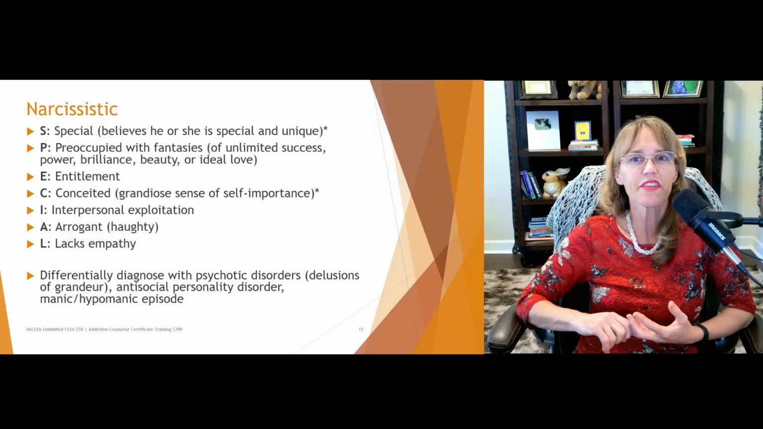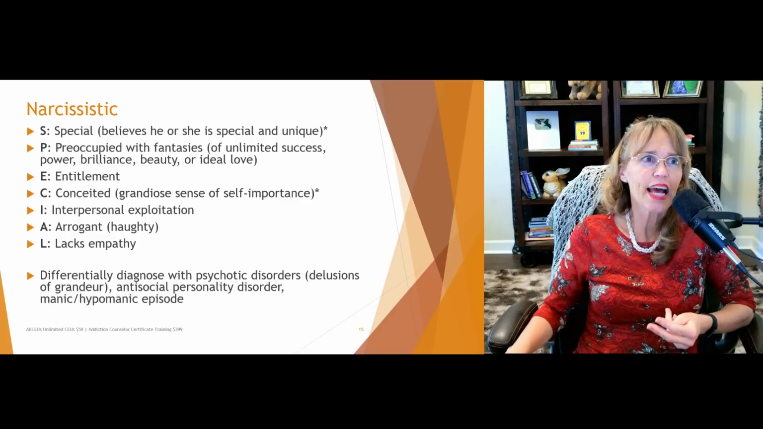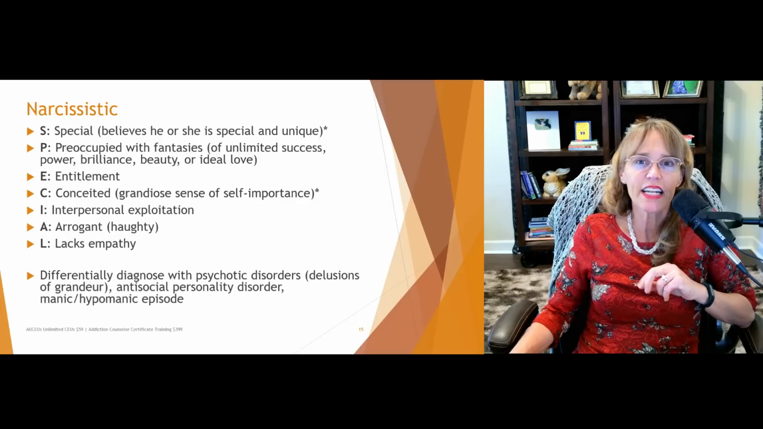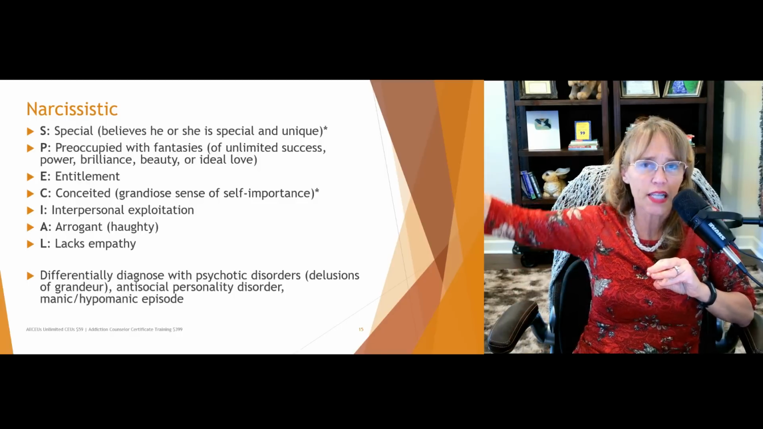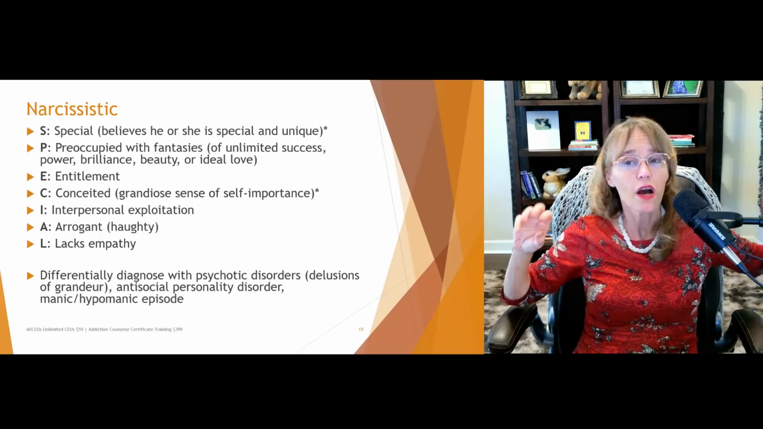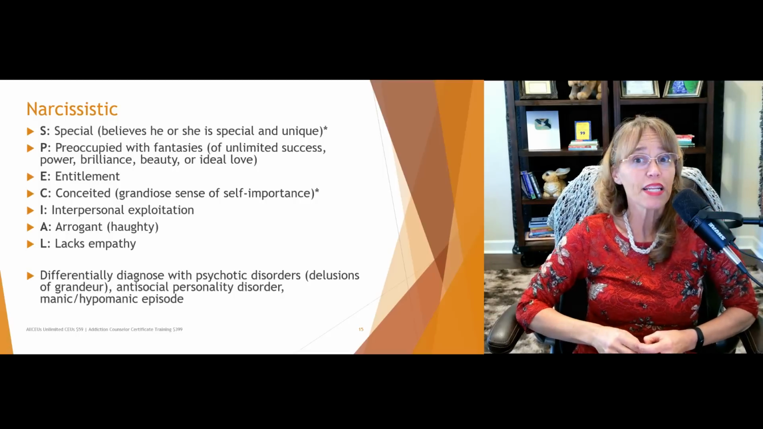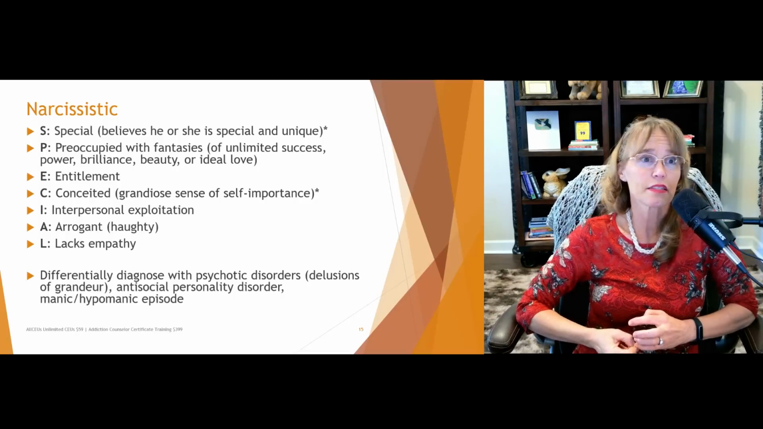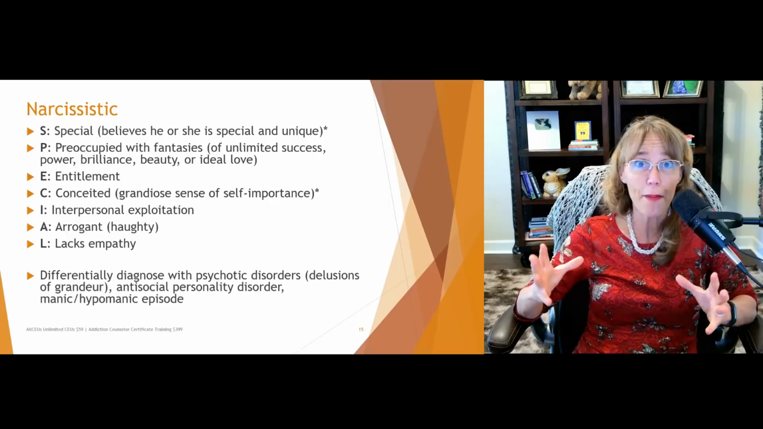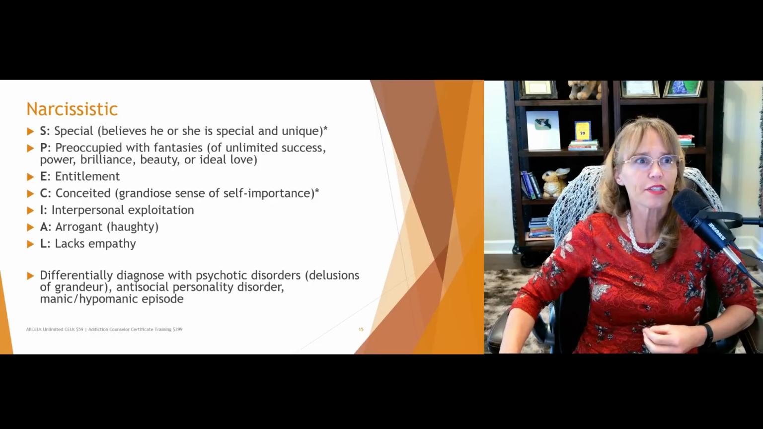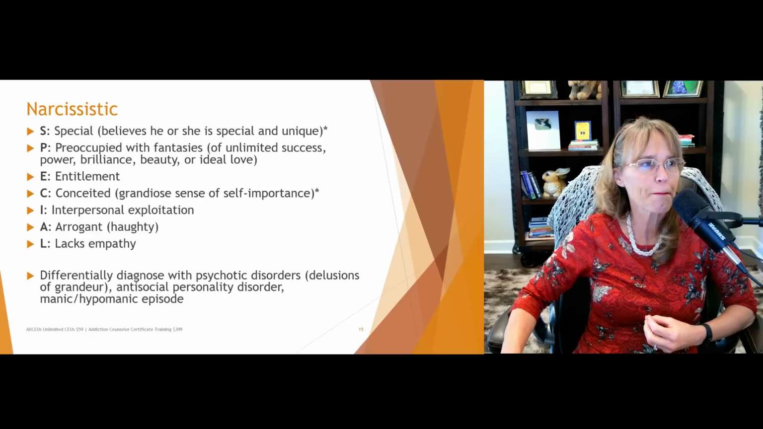Preoccupied with fantasies of unlimited success. Again, this can be a reaction to experiences in someone's life where they want unlimited success to get out of where they're at, or it can be the other way around. They may have experienced unlimited success because their caregivers or family made sure it happened, and now they don't know how to deal with it if they fail. They believe that they have to have that.